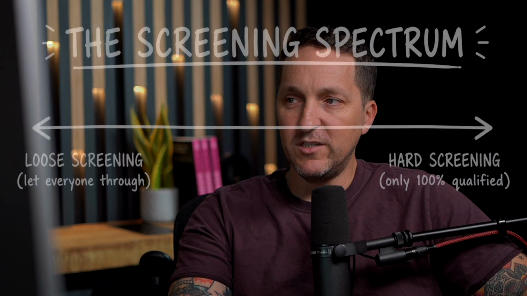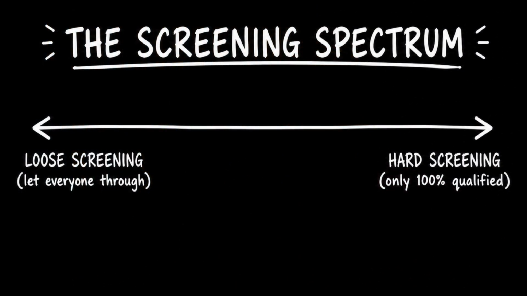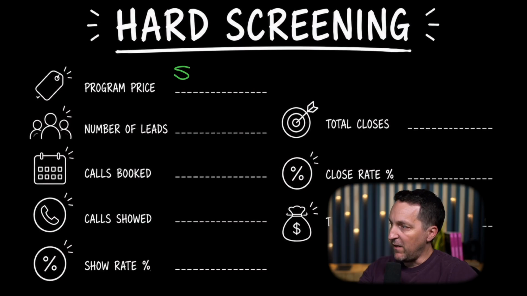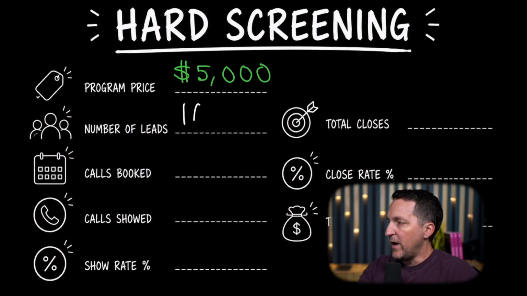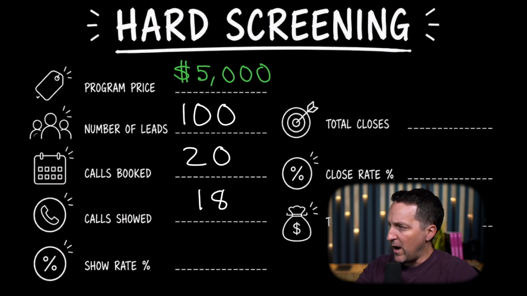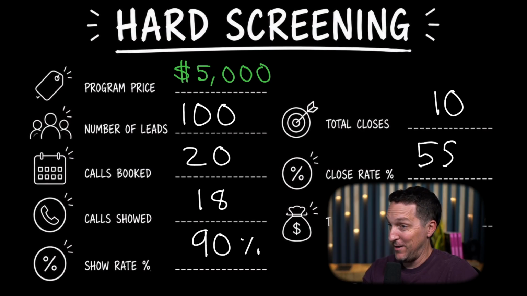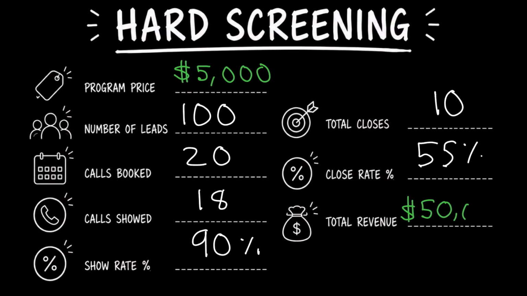So I'm going to go through a couple scenarios to lay out how this looks. On the right side of the spectrum, we have hard screening. On the left side of the spectrum, we have loose screening. Scenario 1 is if you screen your apps super hard. Let's say you're selling a $5,000 program. You have 100 leads come in, and because you're screening so hard, you only let 20 of those get through. You have 18 of those show up, and you have 10 of those close. So you have a 90% show rate and a 55% close rate. Go brag about those numbers to everybody in your mastermind. So the revenue off of this hard screening would be $50,000 if you're selling a $5,000 program.